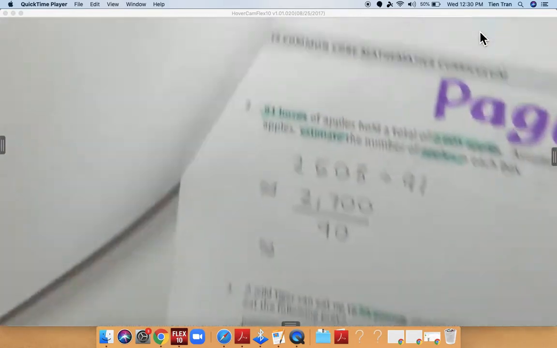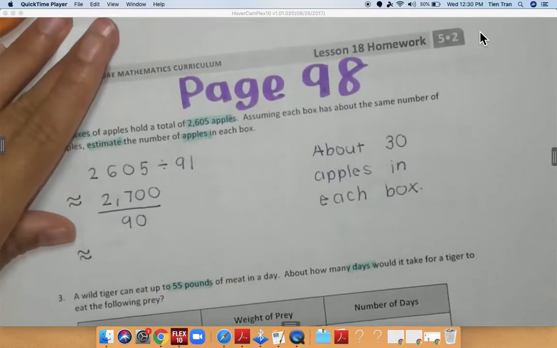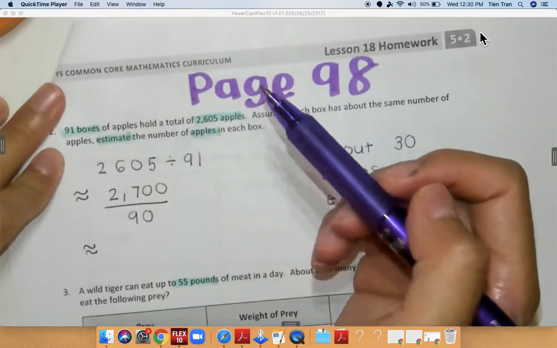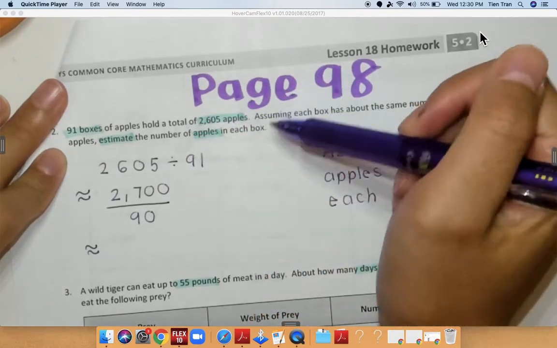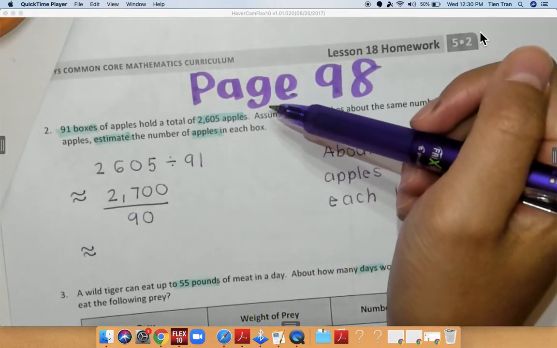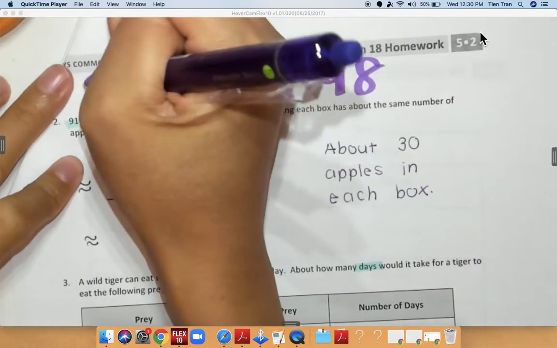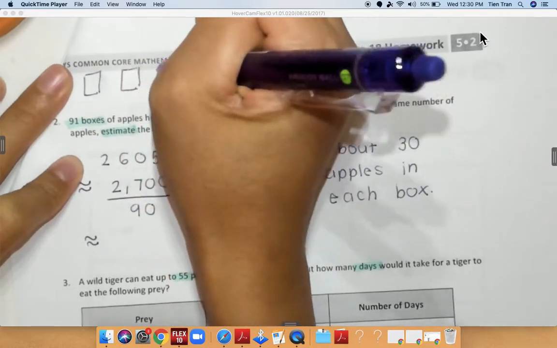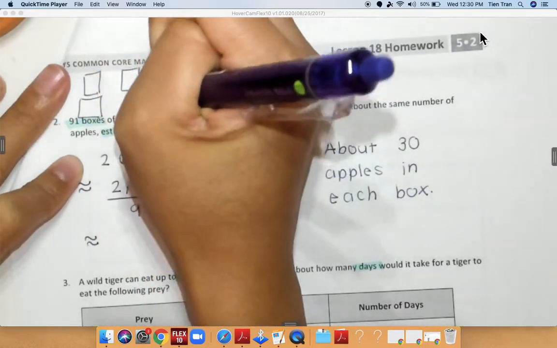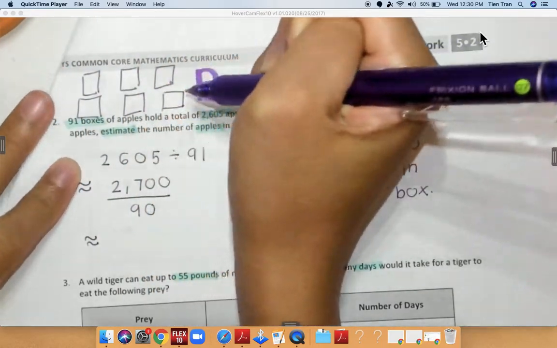Turn the page. We are on page 98. Right here it says there are 91 boxes of apples that hold a total of 2,605 apples. Okay, first thing I'm doing is I'm picturing what is the story that I have. The story is that there are apples in a bunch of boxes, okay? And how many boxes are there?